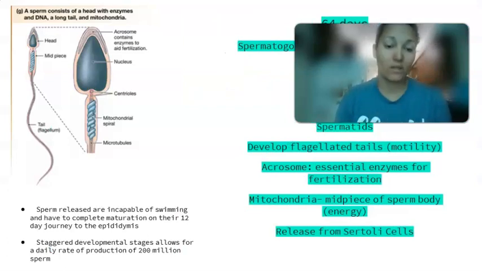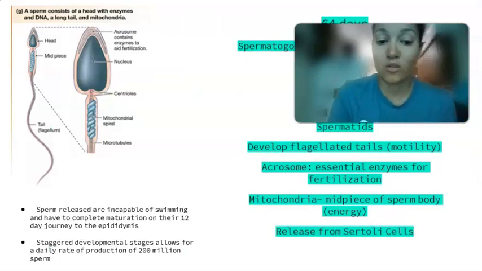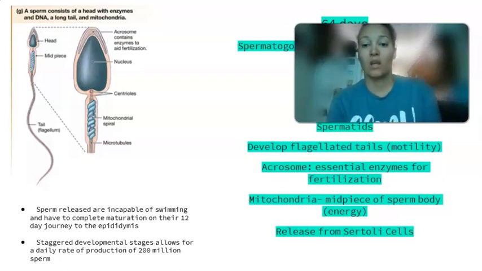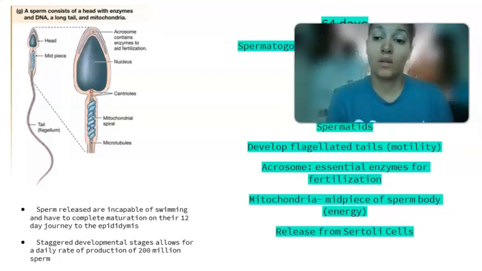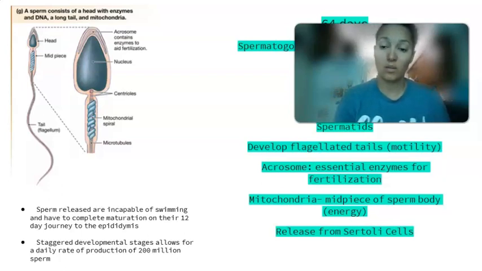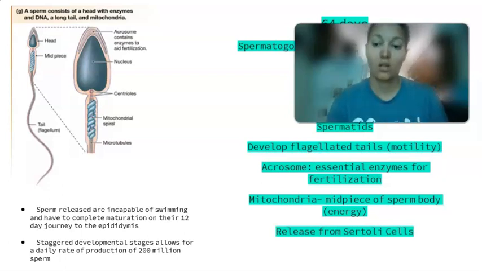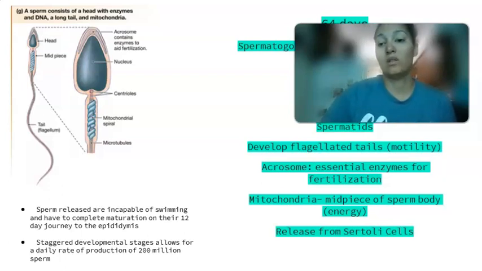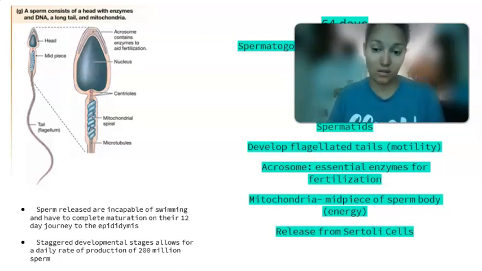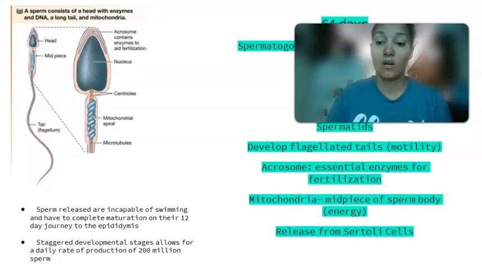Here we have a diagram of a mature sperm, from spermatogonium to division to sperm release. It takes 64 days. It's going to phase through the spermatogonia. Then it's going to go through meiotic division. It will divide twice. Then it's going to become a spermatid. The spermatids are going to develop flagellated tails. This will allow for motility once they're released.